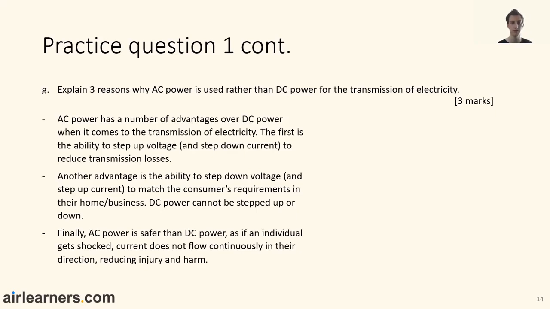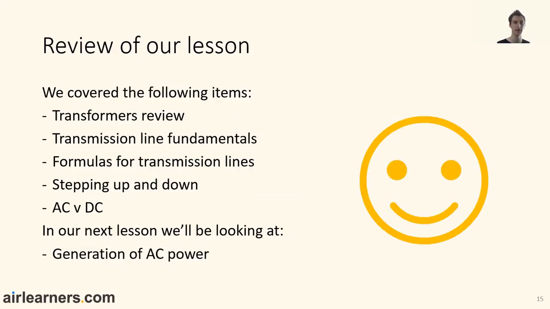Nothing too complicated there. And that brings to an end the contents for this lesson. As a quick review, we had a look again at transformers for a couple of minutes at the start before we moved on to the fundamentals of transmission lines and formulas related to that, including power loss, voltage drop, etc. We had a look at stepping up and down current and voltage. And then in the last question, we looked at a comparison of AC and DC power.